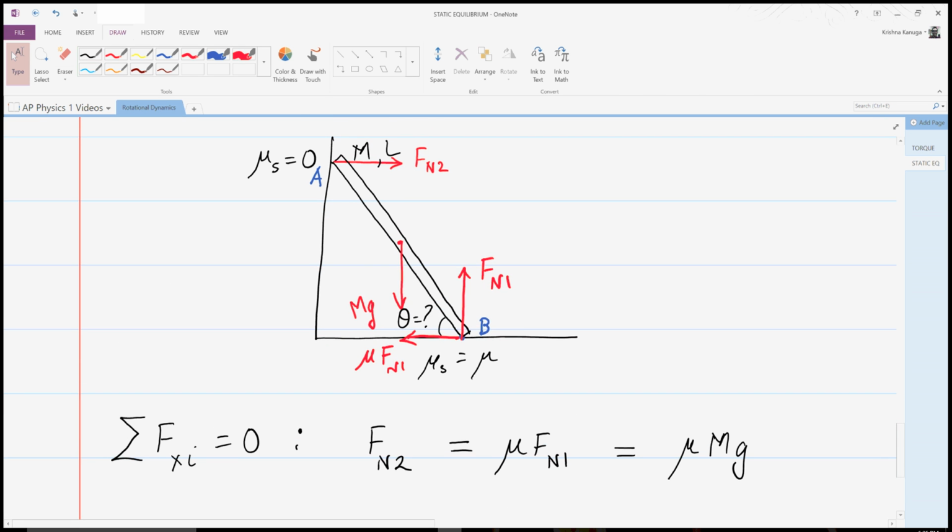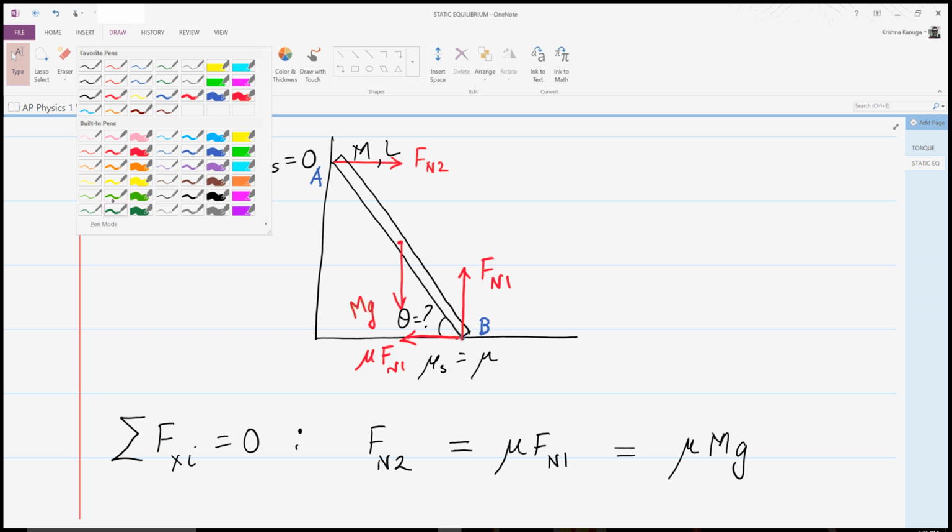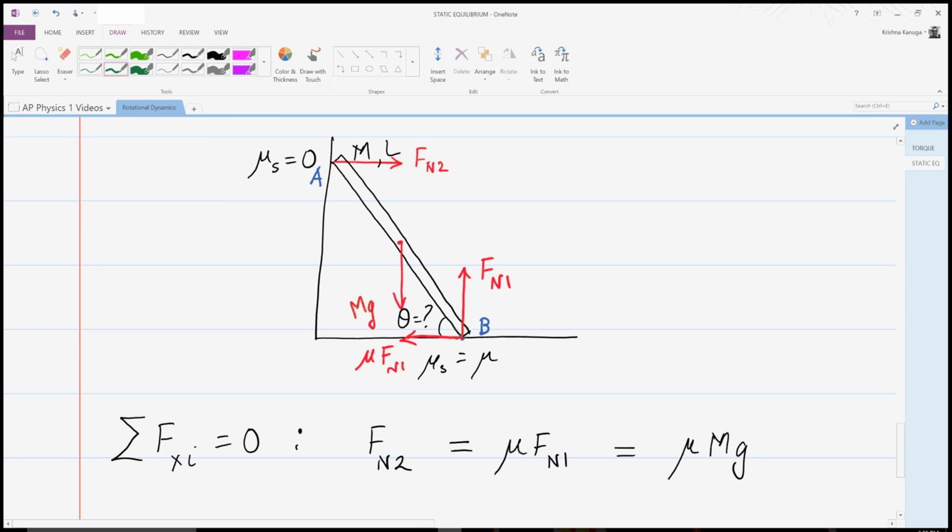Now about B, clearly Fn1 and mu Fn1 do not exert any torques, so that makes life easy. So the only forces that are exerting a torque are Fn2 and mg. Now we will use the definition of torque. We'll use the R perpendicular times F definition, and you'll see that it actually simplifies life a little bit.